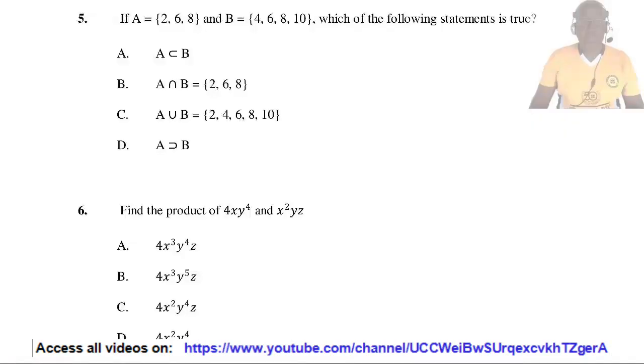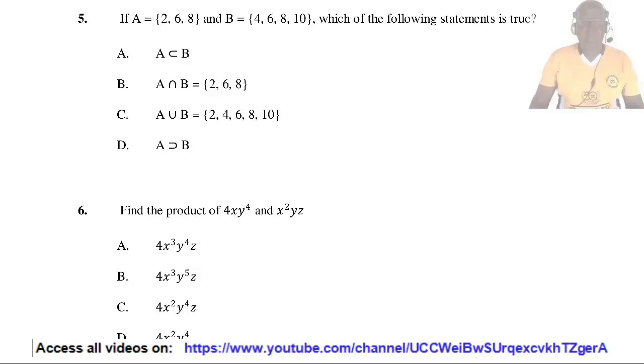Question 5. If the set A equals 2, 6, and 8, and the set B equals 4, 6, 8, and 10, which of the following statements is true? Statement A. A is a subset of B. A cannot be a subset of B because not all the elements of A can be found in B. Statement B. A intersection B equals 2, 6, and 8. 2, 6, and 8 are not common to A and B. So this is also false.